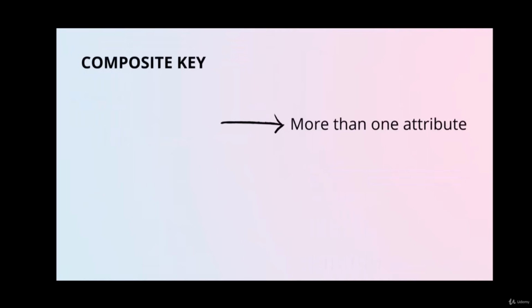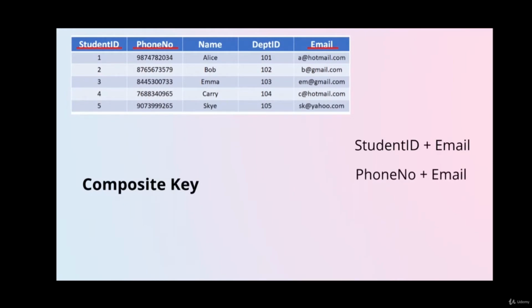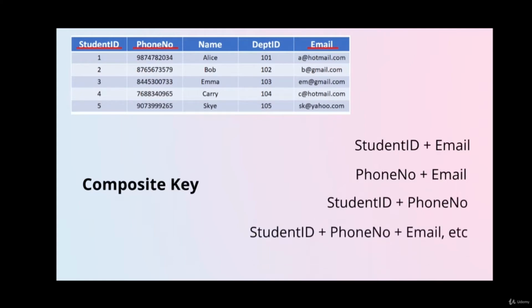Moving on to the next key, that is the composite key. A composite key can have multiple attributes, hence all the super keys with more than one attribute are also composite keys. In this example, the composite keys will be student ID plus email, phone number plus email, student ID plus phone number, student ID plus phone number plus email. So, what is a composite key? It is a subset of super key which is not a part of candidate key. So, these are the keys in SQL.